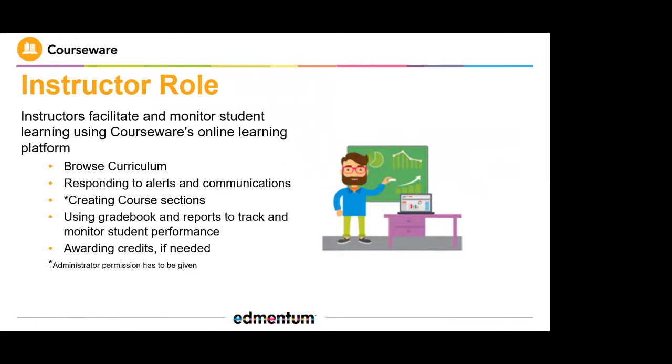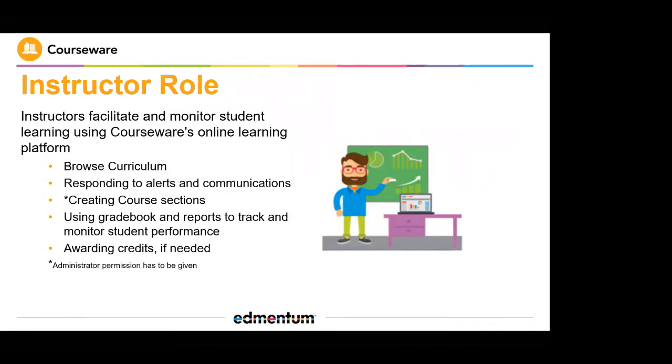You'll see right at the bottom of my screen where that asterisk is that it does have to be given to you. That option has to be given to you by your administrator. You also will use the gradebook and reports to track and monitor student performance. And if you are a credit-given institution, you also are able to award credits as needed. So that is pretty much what you'll be doing, and that's what we'll be overviewing today.